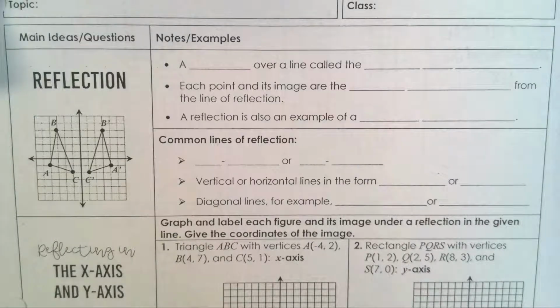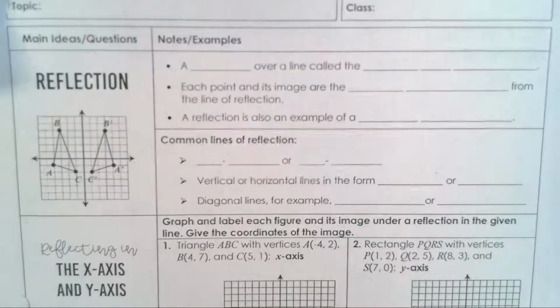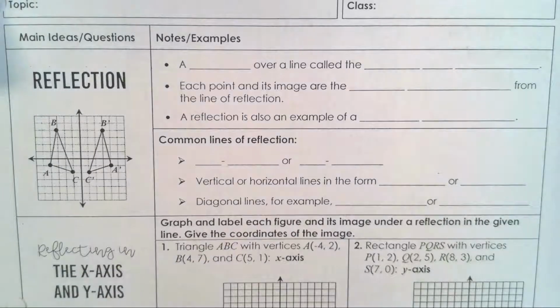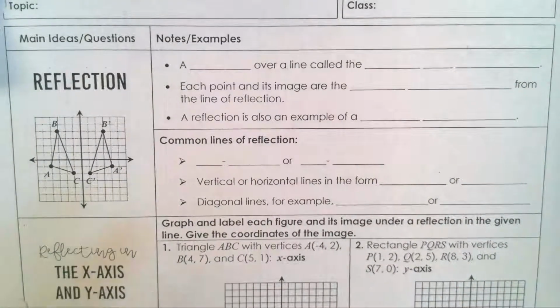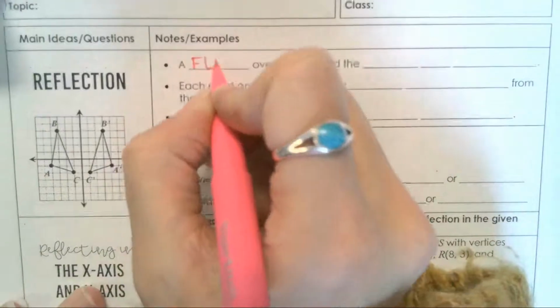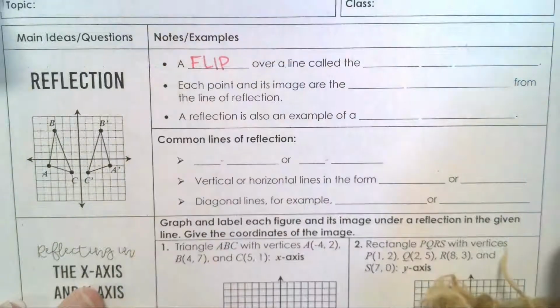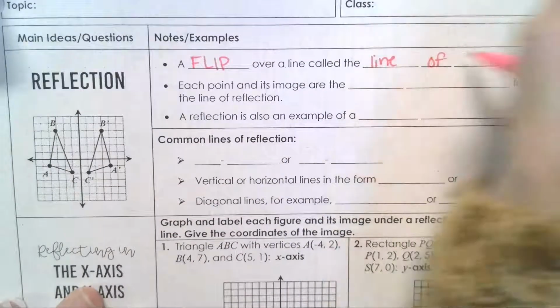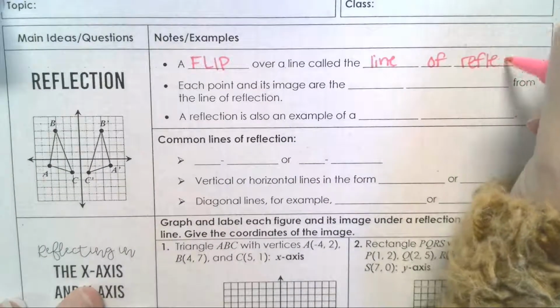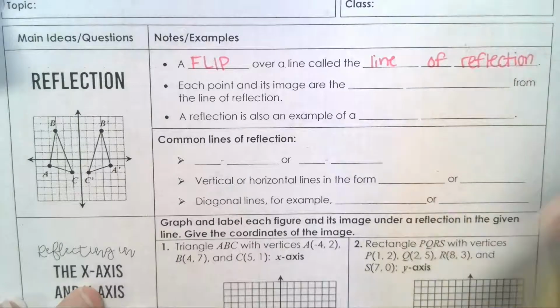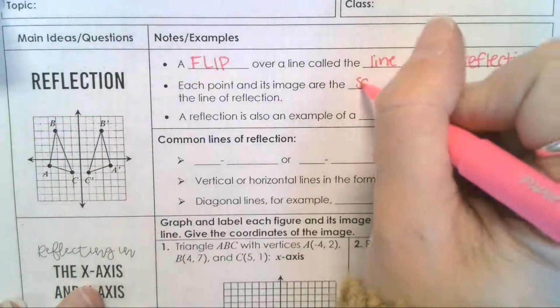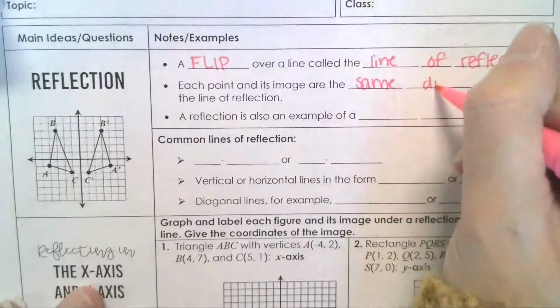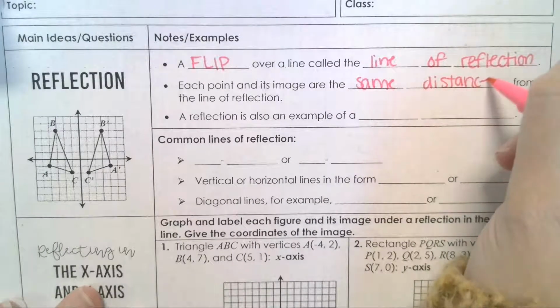Okay, so next up in our week of transformations is reflections. So reflection is a flip over a line. We call that line just the line of reflection. Each point and its image are the same distance from the line of reflection.